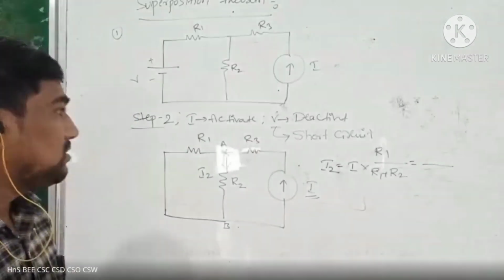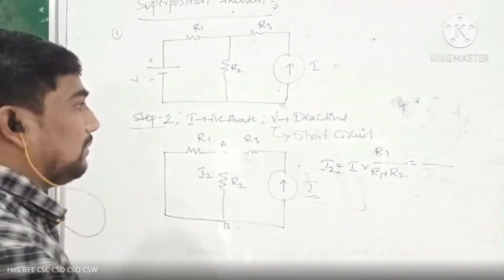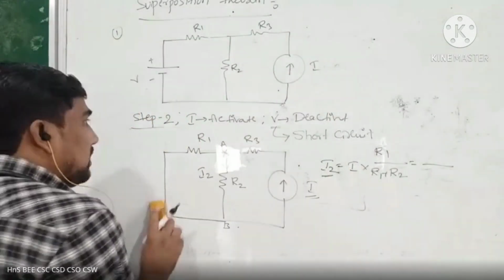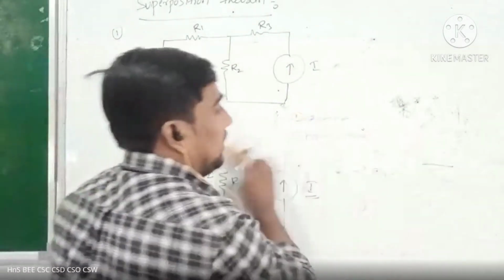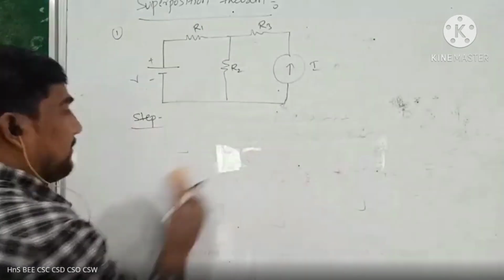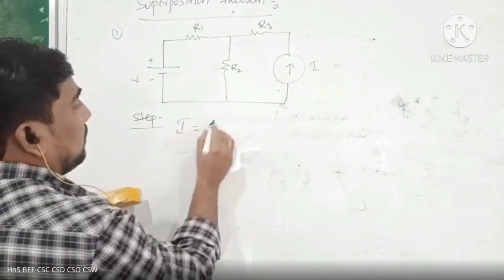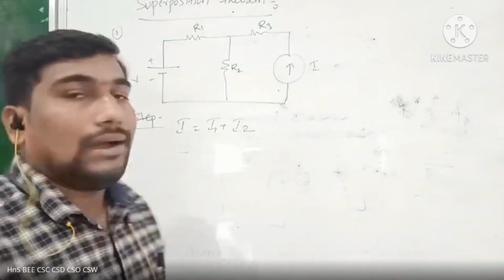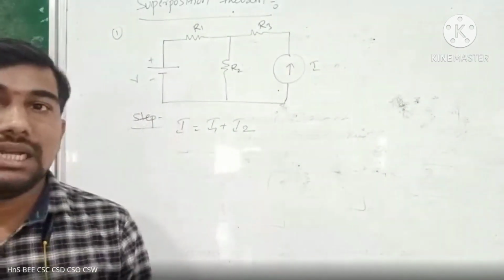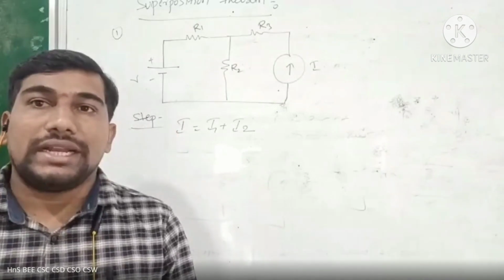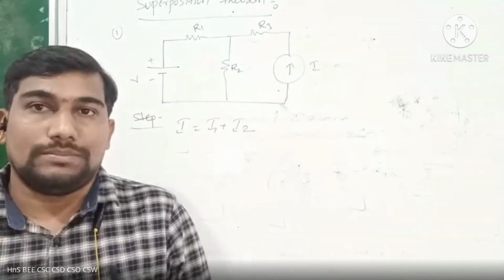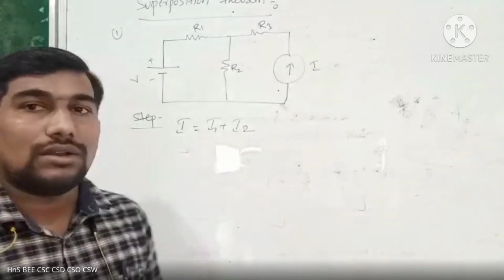Okay. Now coming to step number 3. Sir, I am getting the I2 current and I1 current. Now in step number 3, the total current equals I1 plus I2. You just have to take the algebraic sum of these two currents based on the directions. Then you can get the total current. That is step number 3, the total procedure of the superposition theorem. This is a basic fundamental question.